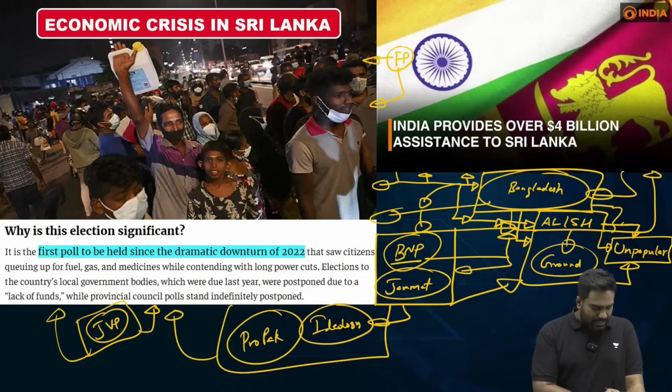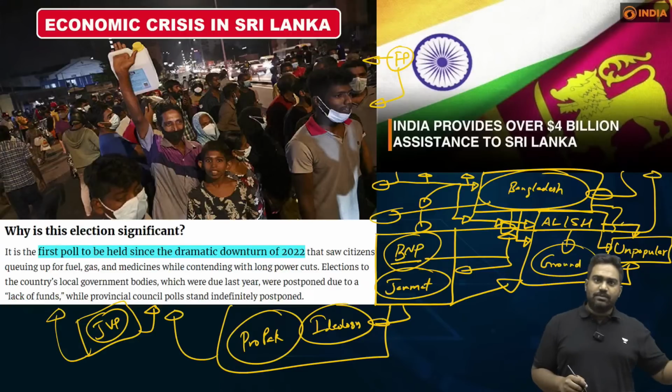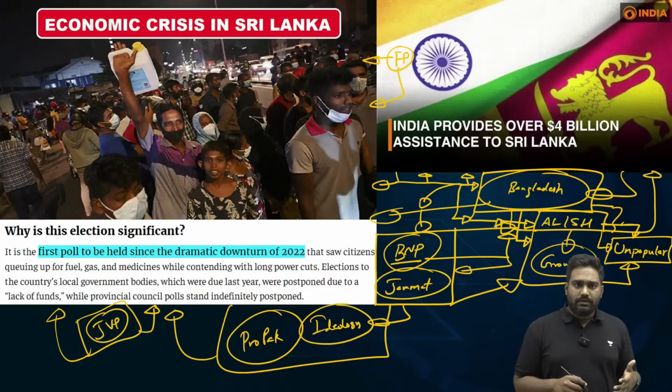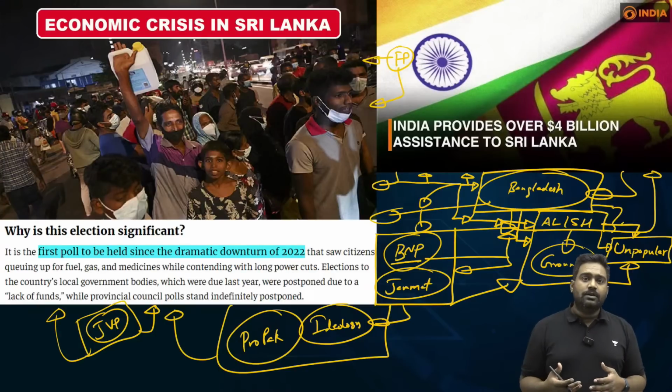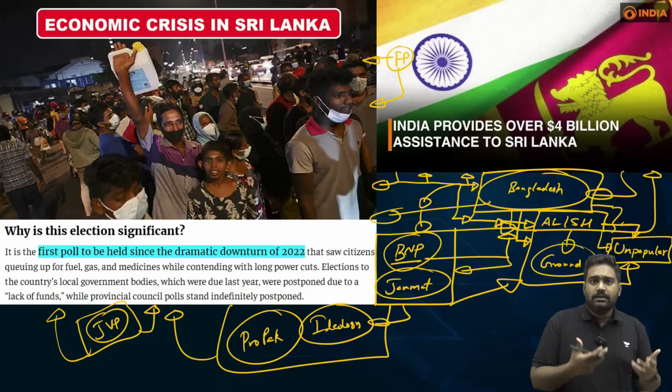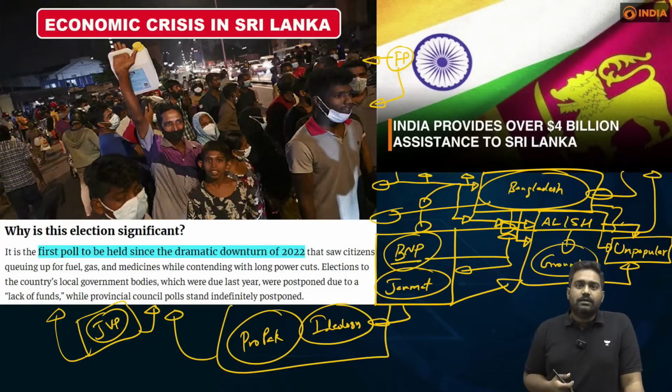How did JVP become popular? From being an extremist organization which had been responsible for killing thousands of people, including the Sinhalese, to transforming into a minor political party, to winning the elections and giving a president. How did this transformation happen? The answer lies in the economic crisis of Sri Lanka.